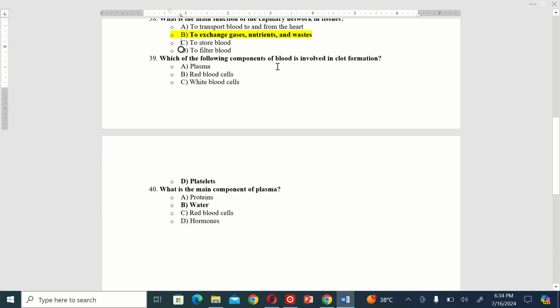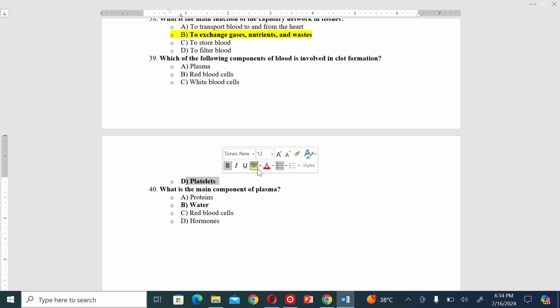Which of the following components of blood is involved in clot formation? A. Plasma. B. Red blood cells. C. White blood cells. And D. Platelets. So the correct option is D, platelets.